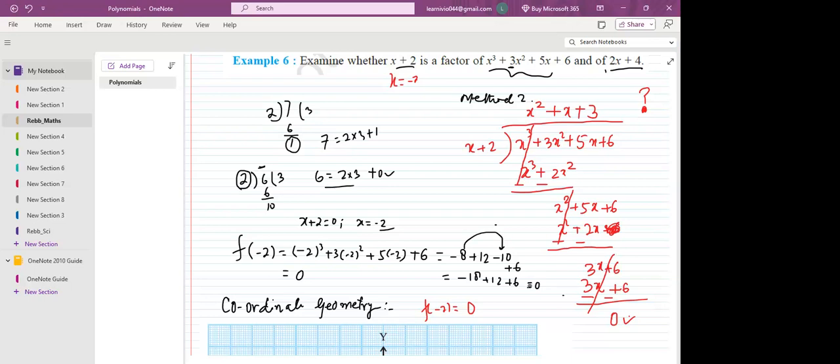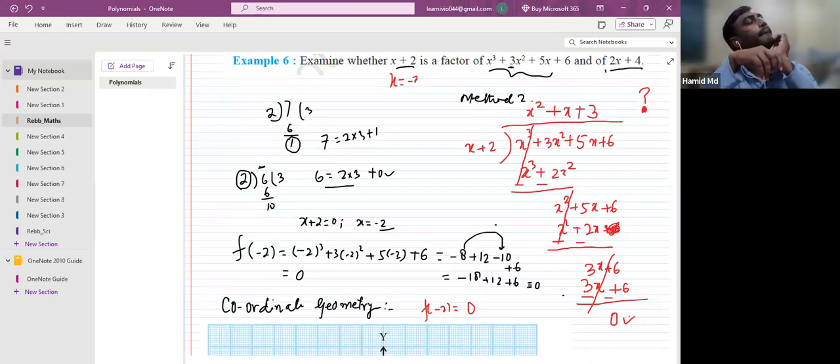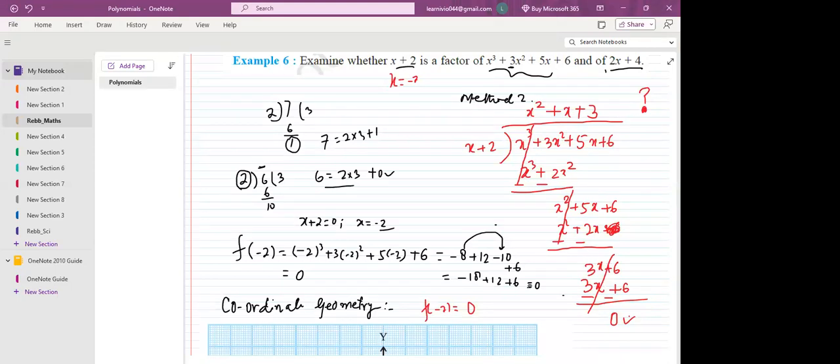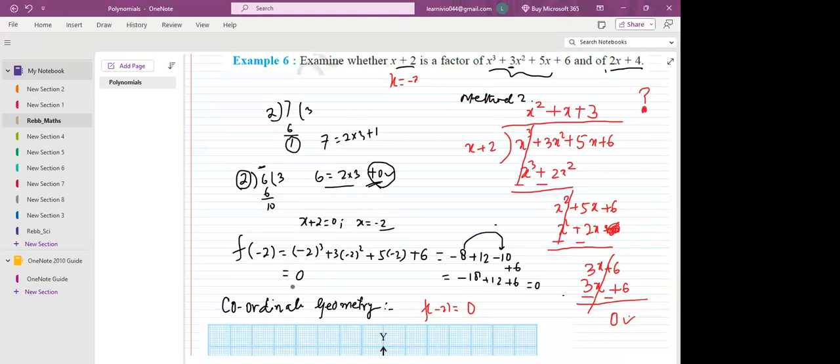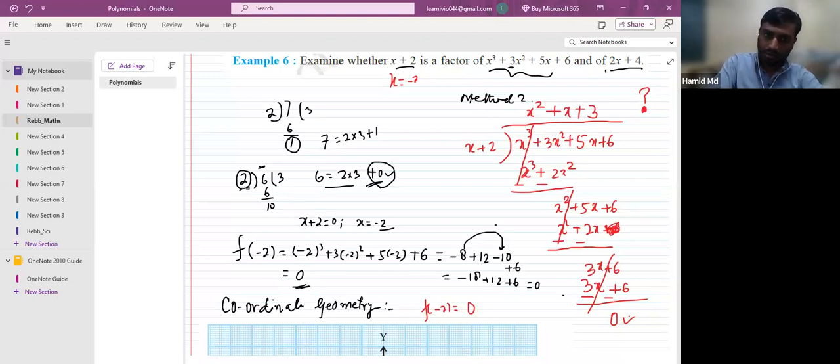So I can use this method or I can do the division method. There are two methods. I can either do this method or the division method. See, the question is not yet completed. The concept is not yet completed. It says that if this is a factor, then we will get remainder 0. So if remainder is 0, then this will be the zero of the polynomial, right?